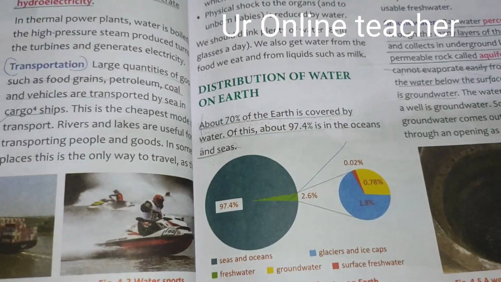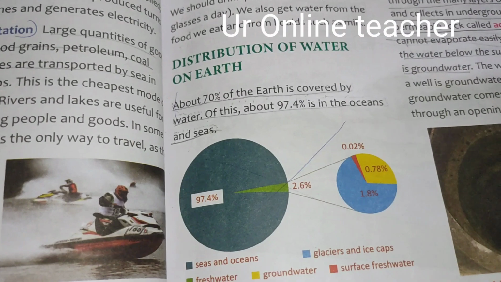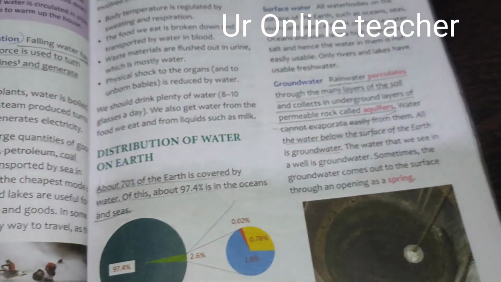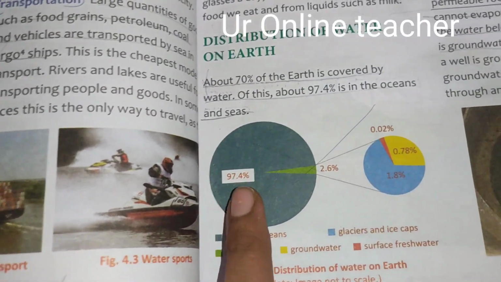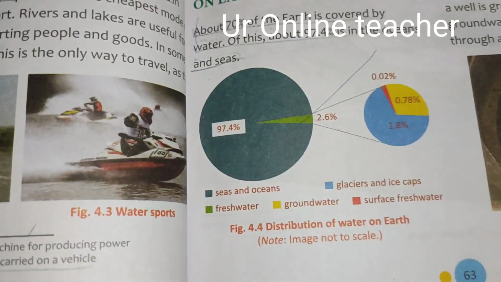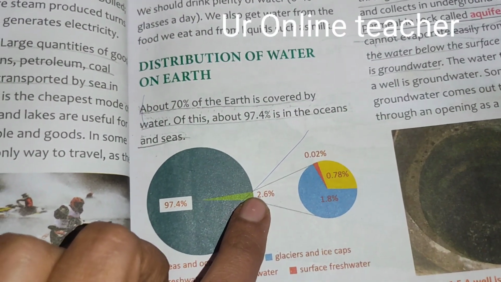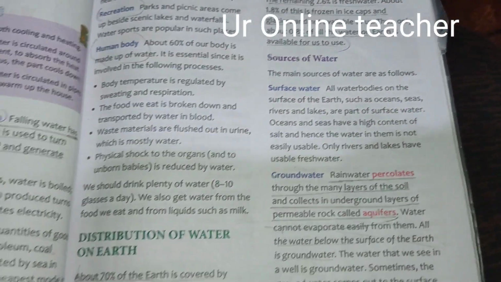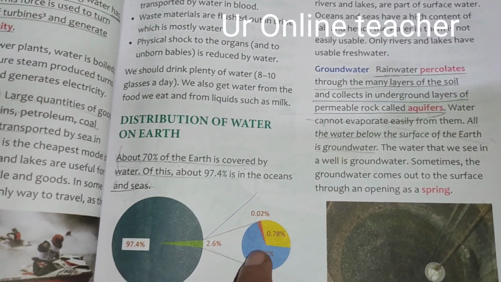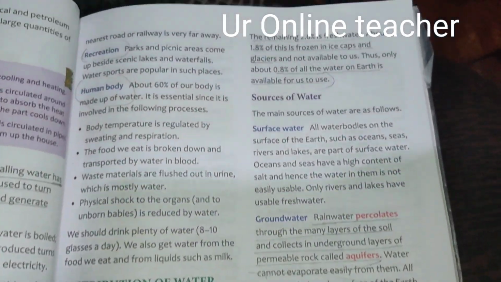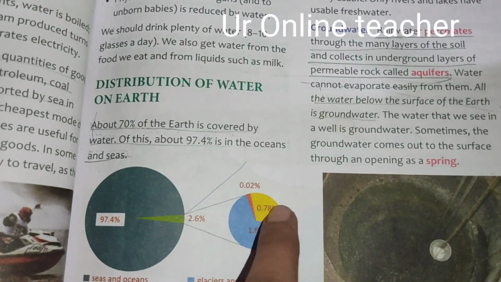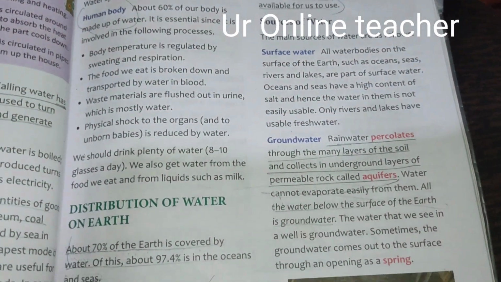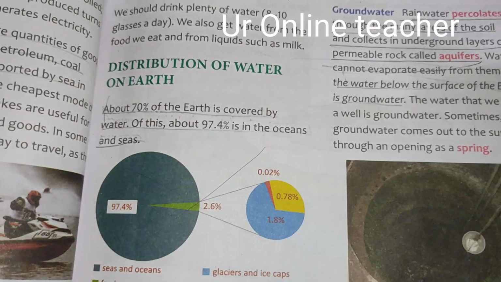So how is water distributed on earth? We see that 70% of our earth is covered by water. Of this, 97.4% is in the oceans and seas, which means 97.4% is salt water, and the remaining 2.6% is fresh water. In this 2.6%, 1.8% is frozen ice caps and glaciers. So 0.8% is available for us to use. Only 0.78%, this yellow colored part, is available for us.